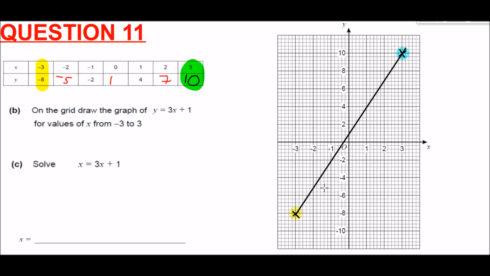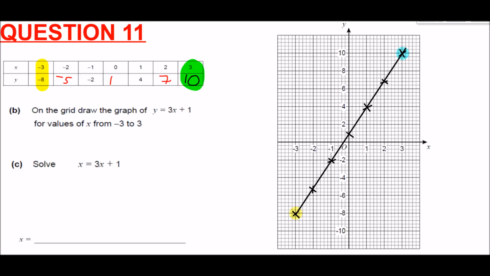So minus 2 and minus 5 is perfectly on the line, as we'd hope. Minus 1 and minus 2, that again is perfectly on the line. 0 and 1. 1 and 4 is here. And 2 and 7. So, fortunately all our points are on the line, and so we're done, for drawing the line at least.